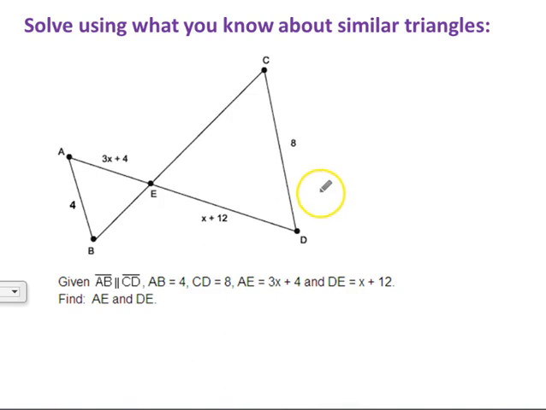So what we're going to do is use what we know about similar triangles to solve for some unknowns. So let's see what we're given here. We're given that AB, this side here, is parallel to this side. And we are given that AB is 4 and that CD is 8. And we're given AE is 3x plus 4, and the length of ED is x plus 12. And we want to find the lengths of AE and DE, these two sides right here. But in order to do that, we need to solve for the x's, right? We need to solve for the x's.